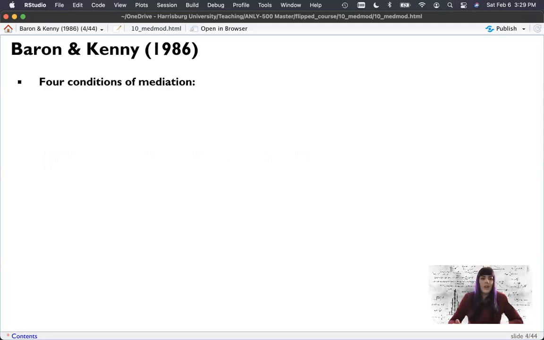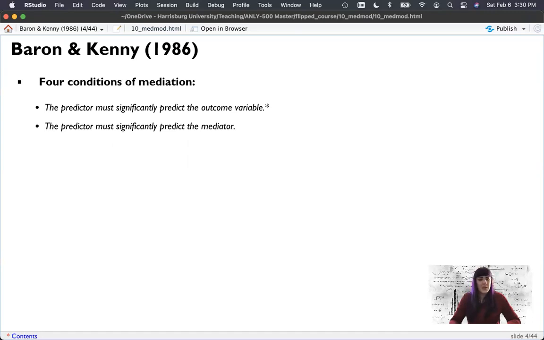Now, for a long time, the rules were you had to meet all four of these conditions. The predictor must significantly predict the outcome variable. I have a star here for a reason. We'll come back to it. So X must predict Y. This is sometimes called the direct effect or path C. Okay. The predictor must significantly predict the mediator. So X must predict M. This is path A on our diagrams.